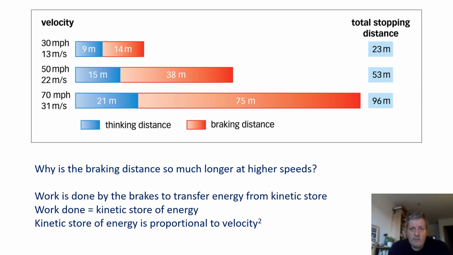So work is done by the brakes to transfer energy from a kinetic store. For the car to stop, all of the energy has to be transferred out of the kinetic store. So the work done is equal to the kinetic store of energy. The kinetic store of energy is proportional to the velocity squared. Remember the equation, half mv squared. So as you increase the velocity of the car, there's a non-linear increase in the kinetic store of energy. It increases more rapidly than the velocity, and therefore more energy needs to be transferred, so therefore more work needs to be done. And that helps to explain why the braking distance increases in the way that it does.